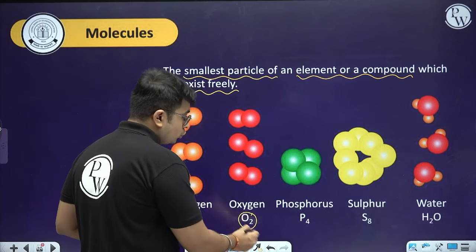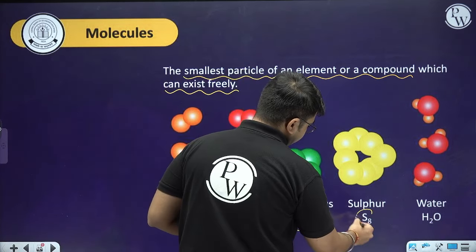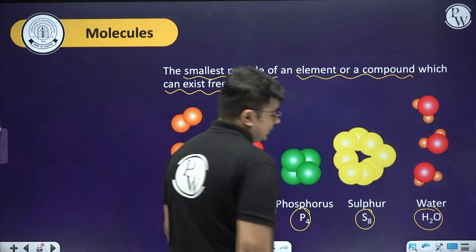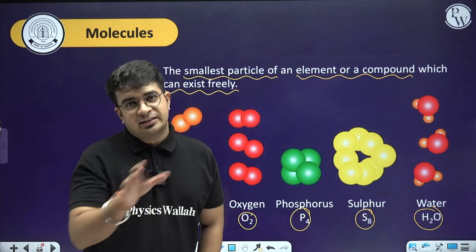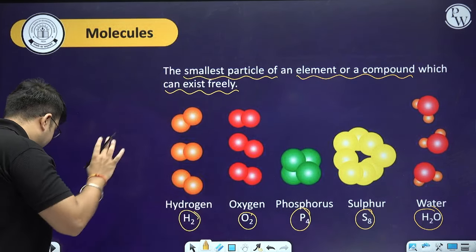Oxygen is O2. Solid phosphorus is P4. Sulfur is S8. Water is H2O. N2O, CO2, CO, all these are examples of molecules. I hope the entire part is clear.